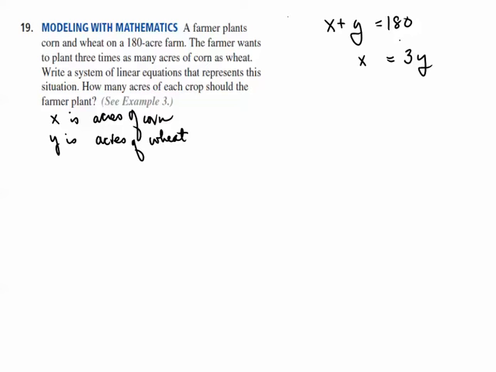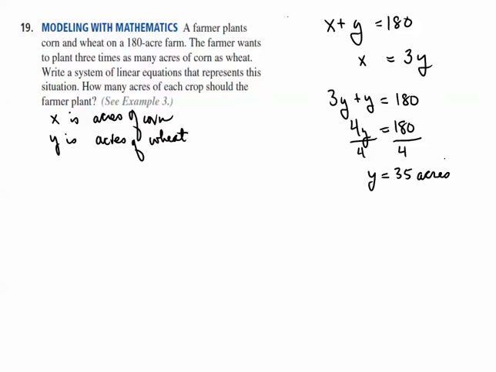So we have to multiply the wheat by 3 in order for the two sides of this equation to be the same. Now all we need to do with this, replace the x in the first equation with 3y: 3y plus y is 180. 4y is 180. Dividing by 4, we get y is equal to 35 acres. That's the wheat.